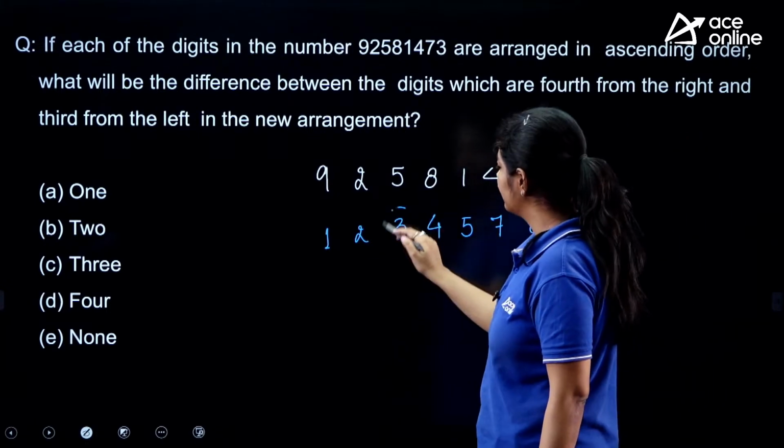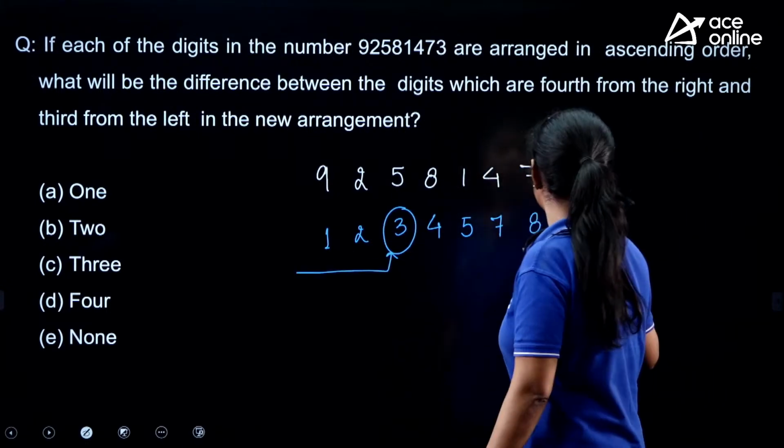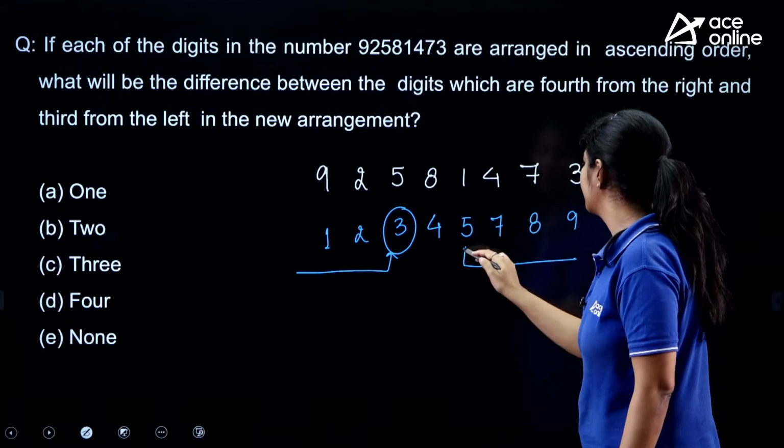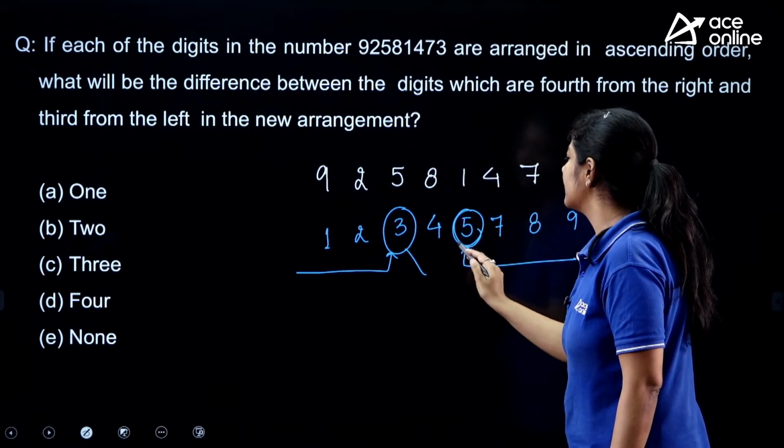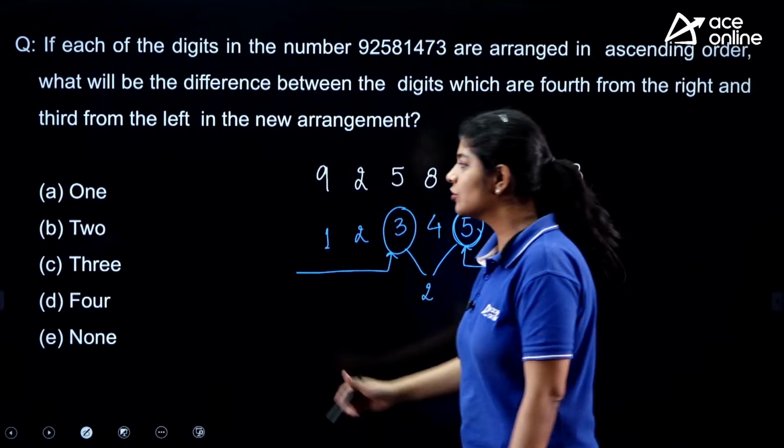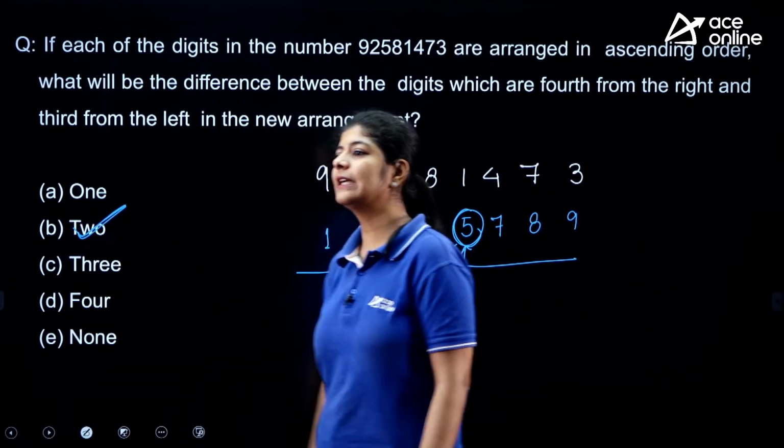Third from the left and fourth from the right. We need to find out the difference and the difference is nothing but 2. Option number B is the correct one.